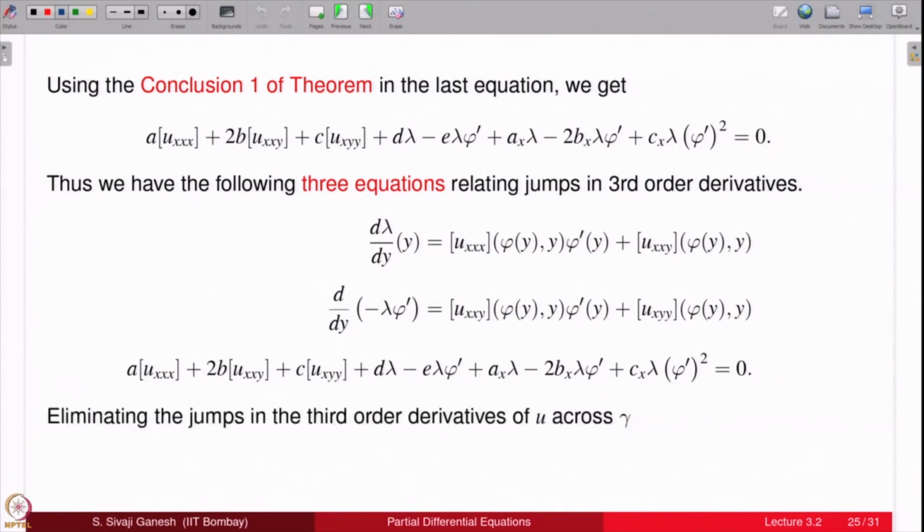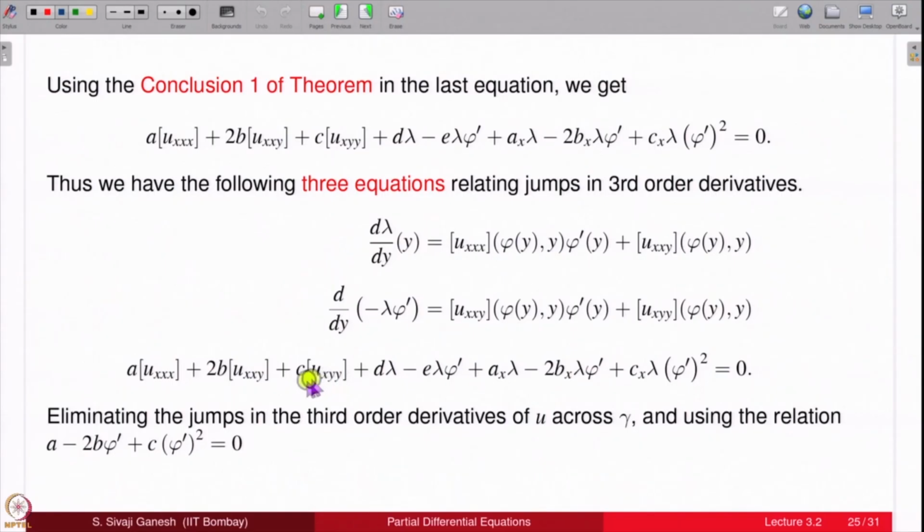Now, eliminating the jumps in the third order derivatives of u across gamma and using this relation that a minus 2b phi dash plus c phi dash square is 0, that is the equation phi has to satisfy, even for a quasi-linear equation, therefore for a linear equation also. So this equation is satisfied. So how do we eliminate? That is what you have to look at.